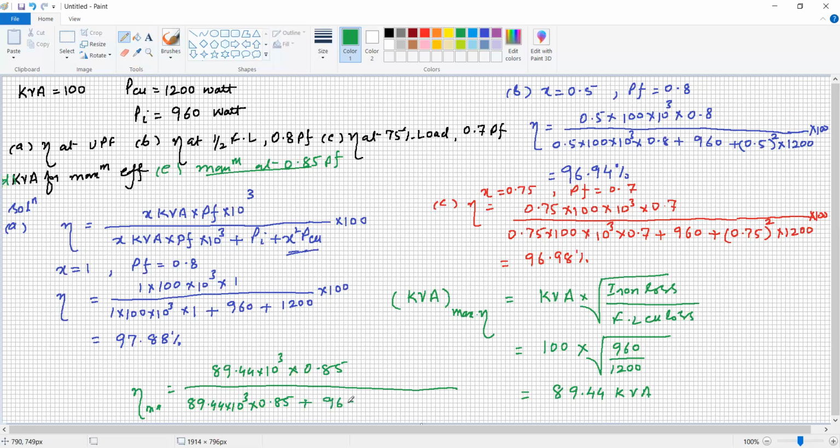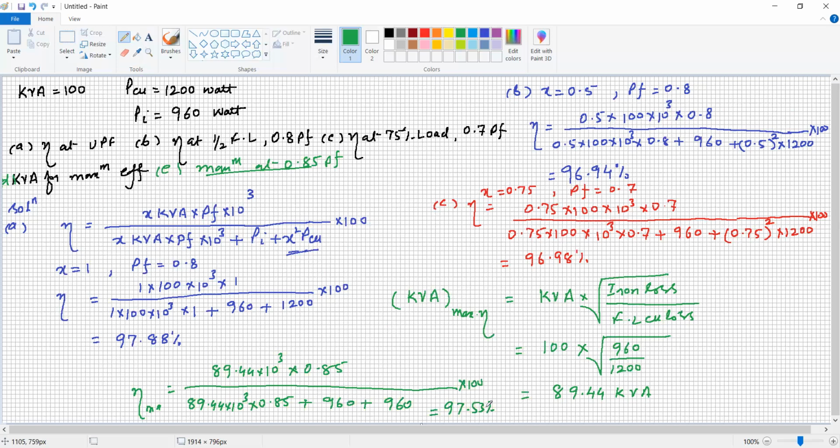plus the iron losses 960 watt. Now, the maximum efficiency occurs when the copper losses become equal to the iron losses. So the iron losses are 960, and the copper losses should also be equal to 960, and then it will show the maximum efficiency. So 960 plus 960, into 100, is equal to 97.53%, the maximum efficiency.